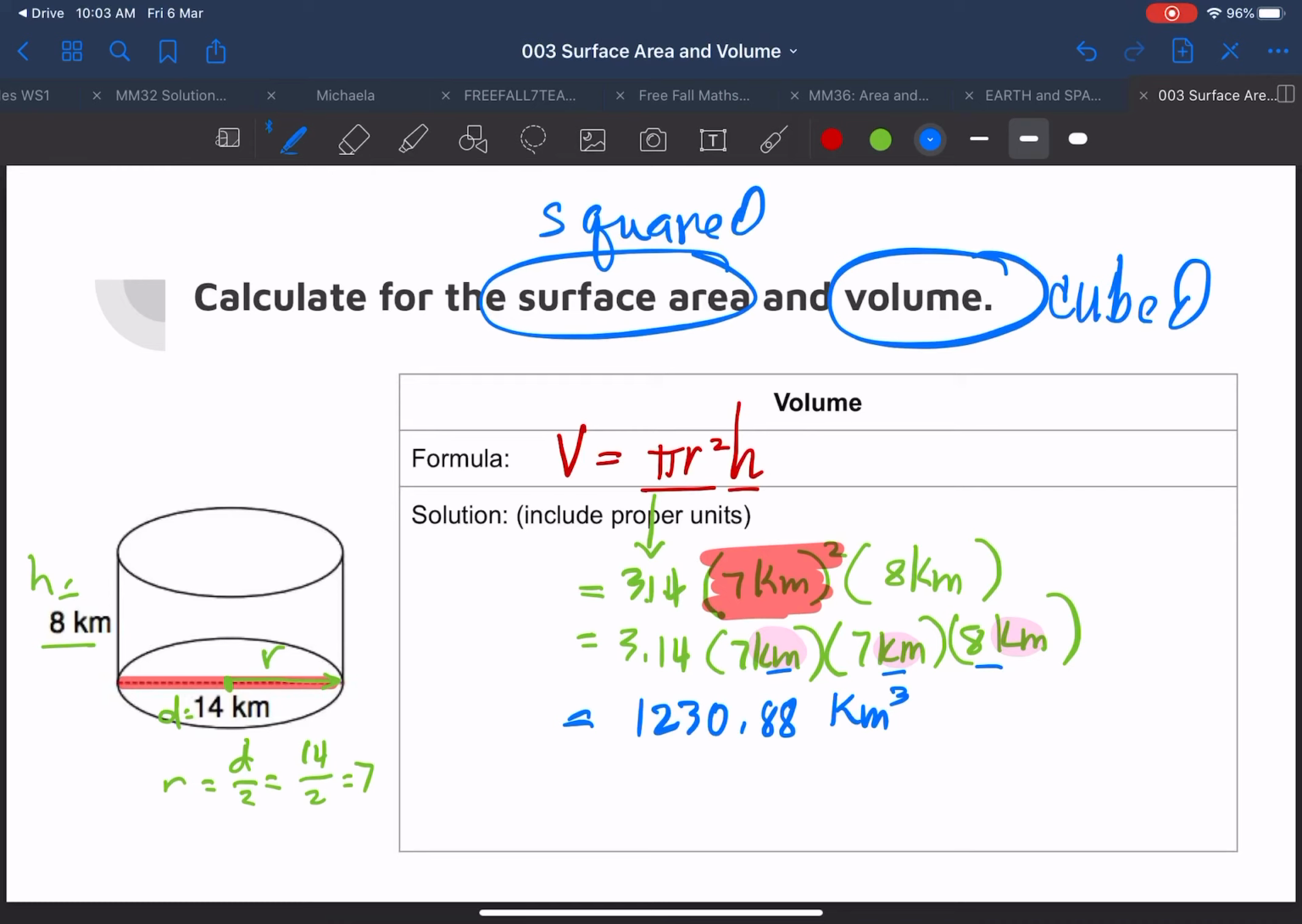Remember that, okay? So I hope this short tutorial helped you understand how to calculate the volume of a cylinder where the diameter is given, okay?